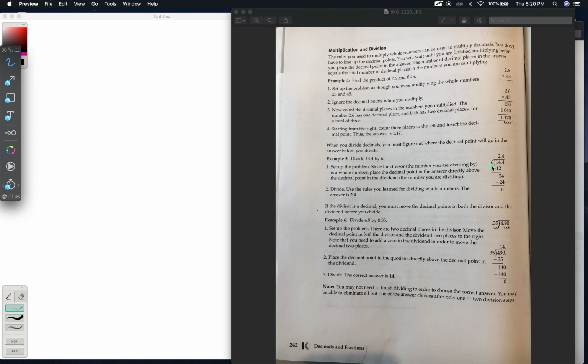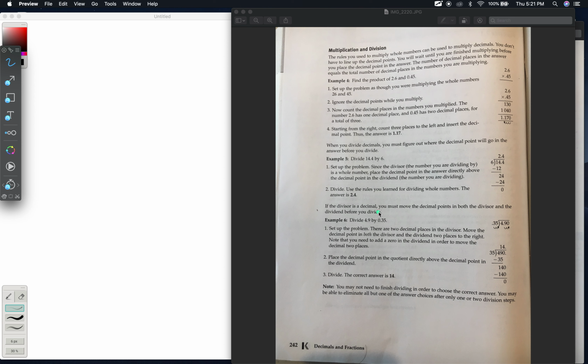So if the divisor is a whole number, then the dividend decides where the decimal point goes, and that is pretty much right above the dividend. Okay, so divide. Use the rules you learned for dividing whole numbers. The answer is 2.4. Okay, so I'm not going to go through that because we'll go through that later.